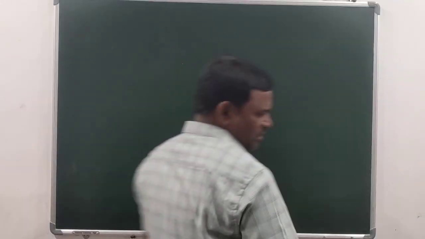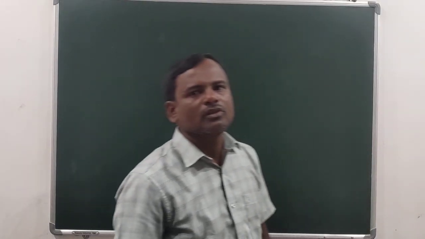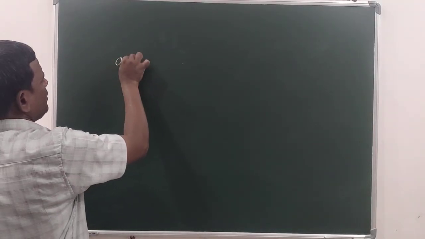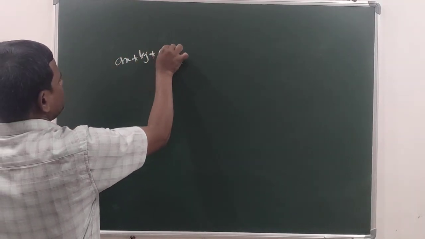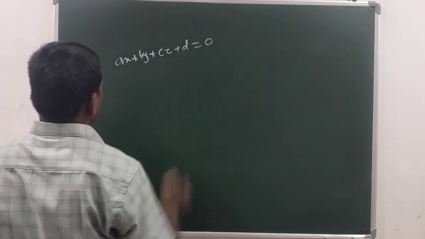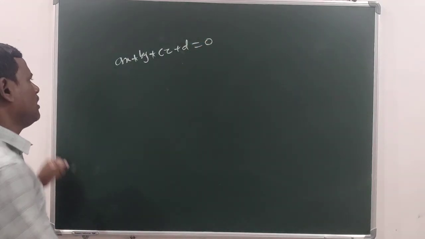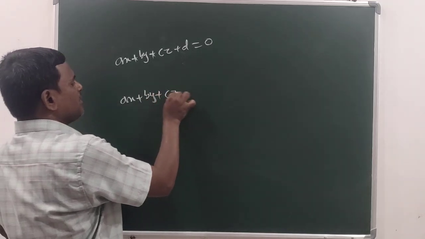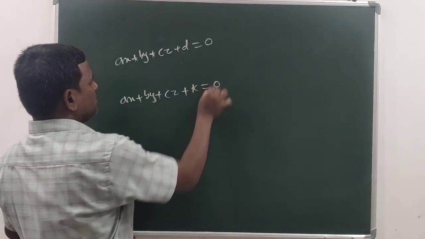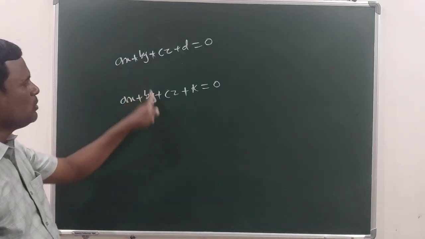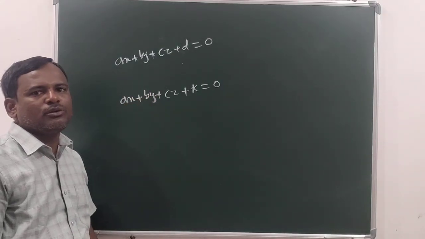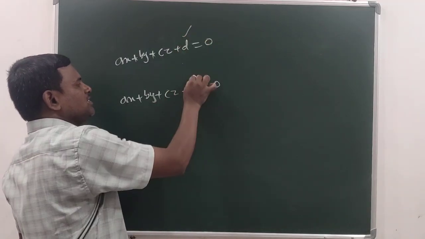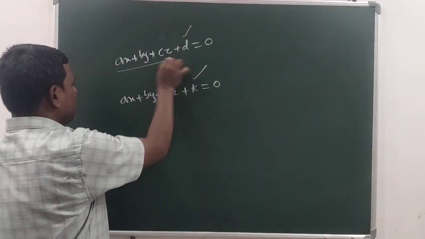Right, students. Next, you know, Ax plus By plus Cz plus D equal to 0 represents a plane, and Ax plus By plus Cz plus K equal to 0, both planes are parallel to each other. Whenever the two planes are parallel, then you get the difference only in the constant places. This part would be same.